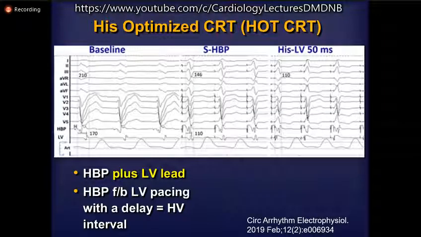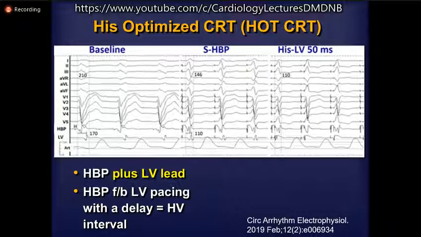To take this concept even further, in certain cases, it would be even useful to do what is known as His optimized CRT or HOT-CRT. Here, you're going to do a His bundle pacing, plus you're also going to put a LV lead. So there are going to be 4 leads: right atrial, right ventricular, either a His bundle or a left bundle lead, and a CS lead.